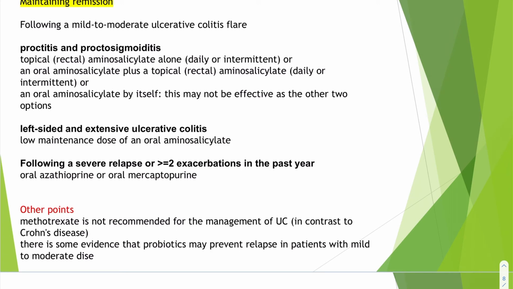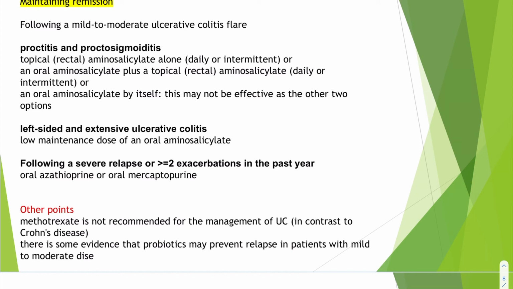How about left-sided and extensive ulcerative colitis? Same, oral aminosalicylates, but in low maintenance dose. Following a severe relapse, or more than 2 exacerbations in the past year, we go for more advanced therapies like oral azathioprine or oral mercaptopurine. So as you can see, for maintaining remissions, the salicylates are the main medicines used.